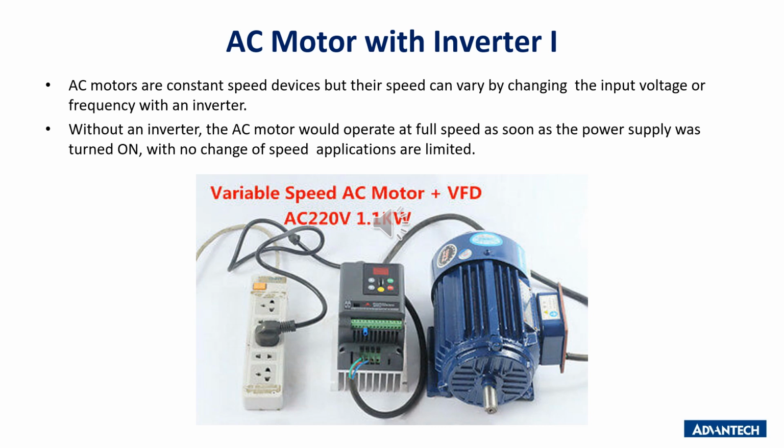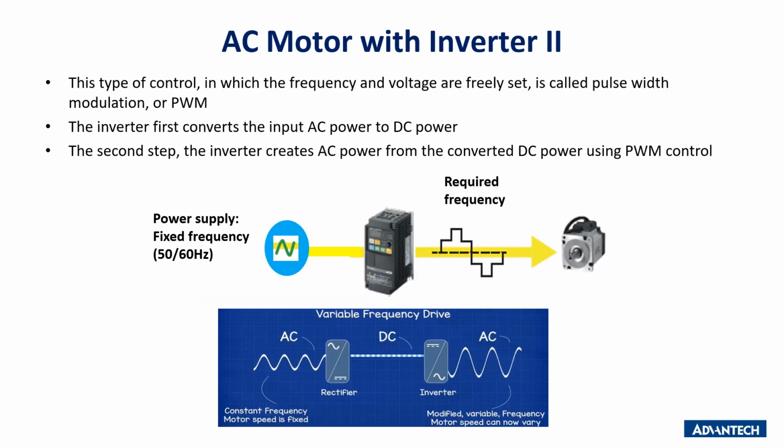Without an inverter, the AC motor would operate at full speed as soon as the power supply was turned on. With no change of speed, applications would be limited. This type of control, in which the frequency and voltage are freely set, is called pulse width modulation, or PWM. The inverter first converts the input AC power to DC power. In the second step, the inverter creates a new AC power using PWM control. In the end, the inverter provides the motor with a controlled power that suits any application.